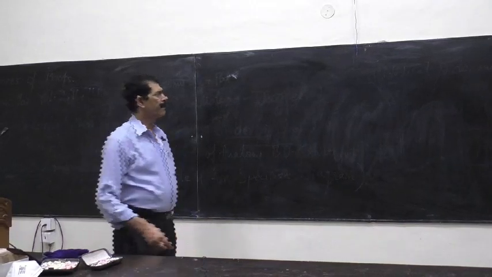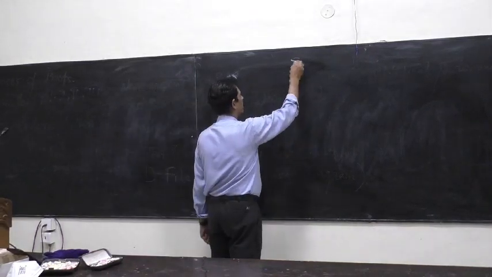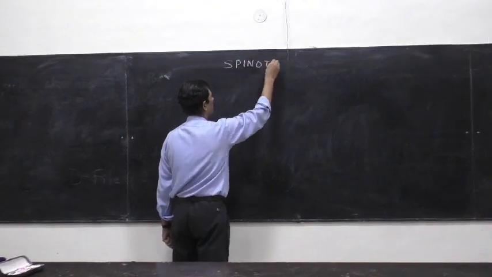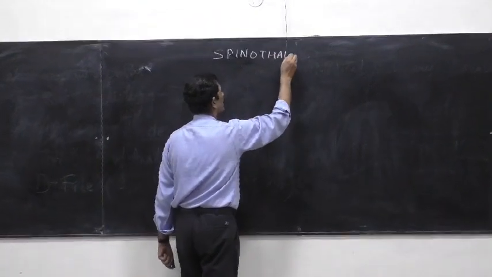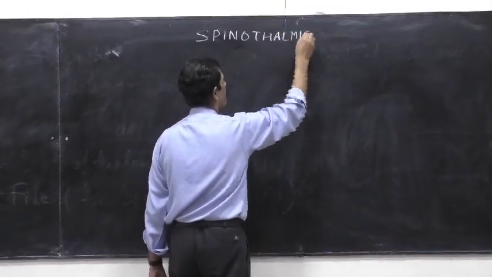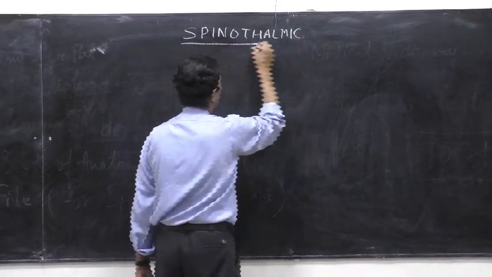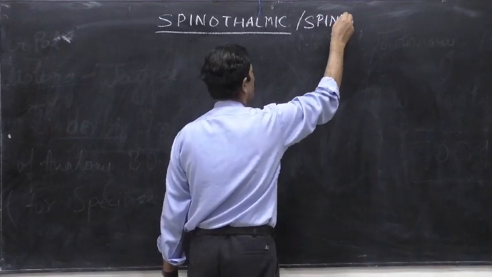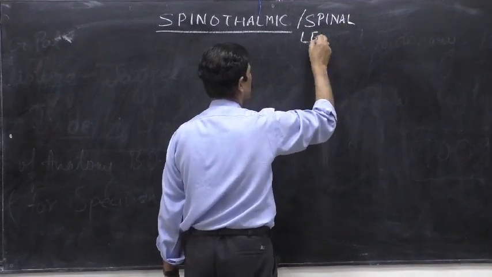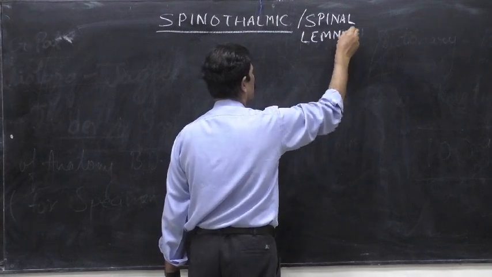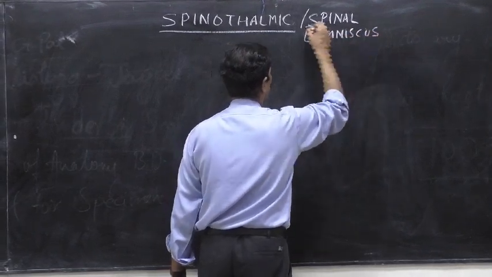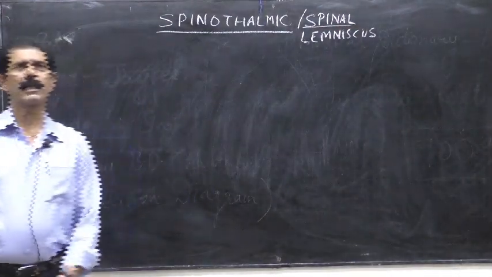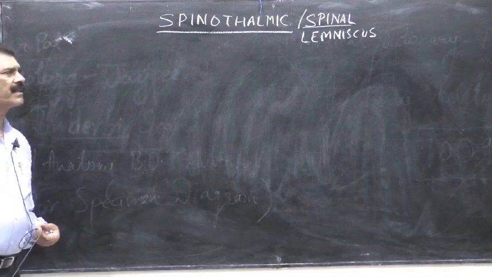So continuing with the lateral column, today we will discuss the spinothalamic tract fibers. It is also called spinal lemniscus. So whenever a question is asked about spinal lemniscus, it means they are asking about the spinothalamic, and vice versa.